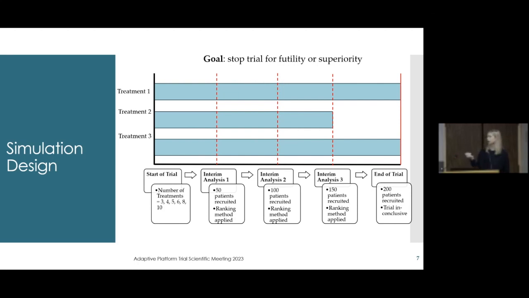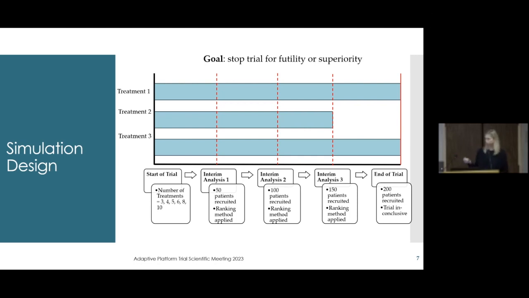This kind of graph is an example of the trial with 3 treatments, but we also simulated scenarios with 4, 5, 6, 8, and 10 treatments. The reason for this was just to see how well each method performed as we increase the number of treatments in the trial, because APTs are known to have a lot of treatments in the trial.